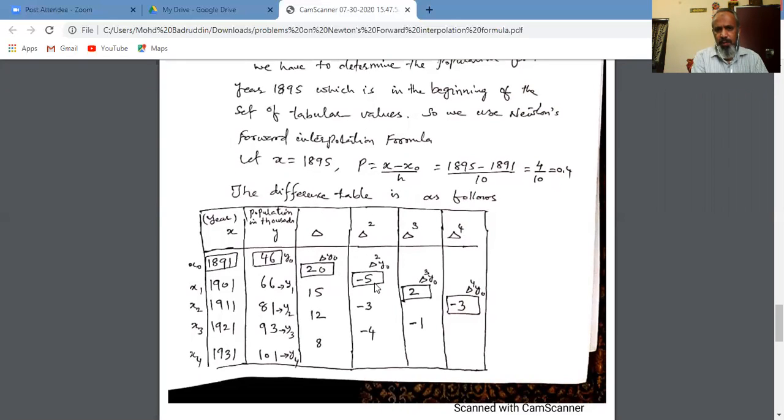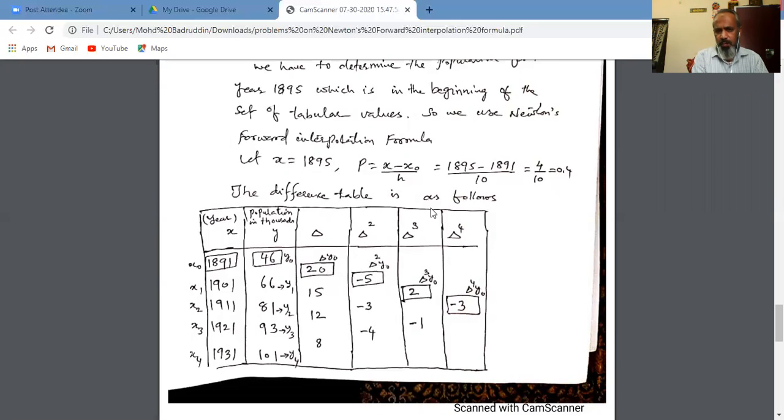Again, we have to find the second order forward differences. This is the difference of first forward differences. Delta y1 minus delta y0 is del square y0. So 15 minus 20 is minus 5, 12 minus 15 is minus 3, 8 minus 12 is minus 4. So this column represents the second order forward differences.